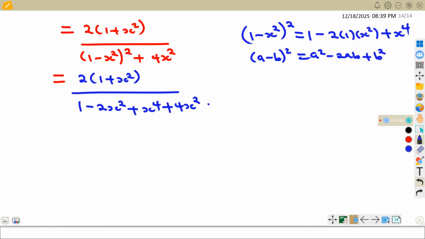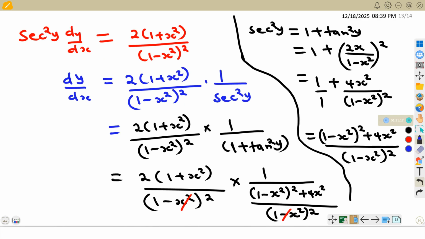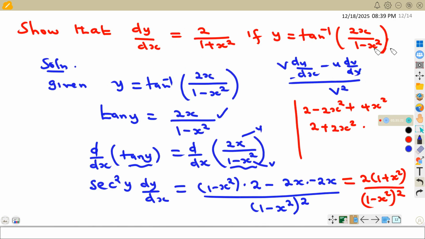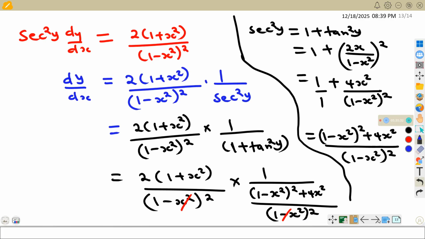Yes. Okay, I hope no one is lost. We are trying to simplify and see if we can get the required answer. We are given that we need to show that when you differentiate this, you get this. So we must work towards getting this answer. That is why we are struggling so much to get there.